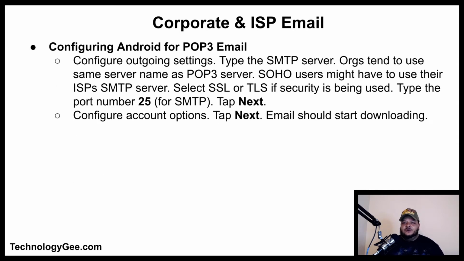After you do that, you're going to configure the outgoing settings. You're going to type the SMTP server. Organizations tend to use the same server name as the POP3 server. Small office, home office users might have to use their ISP's SMTP server. You're going to select SSL or TLS if security is being used, you're going to type the port number 25, which is the default port for SMTP. Then you're going to tap next.